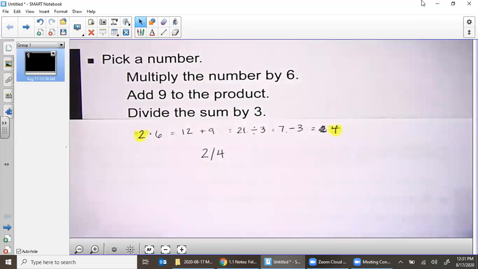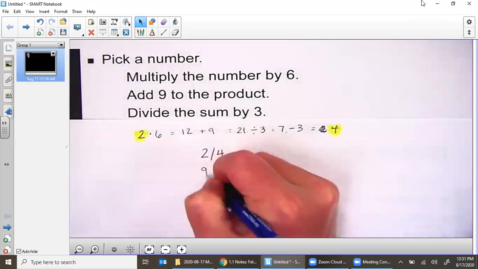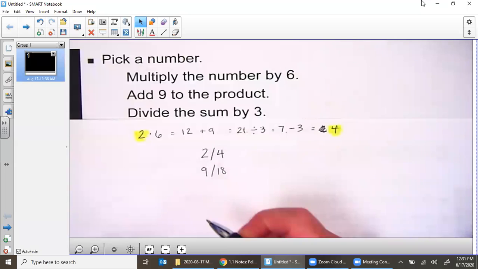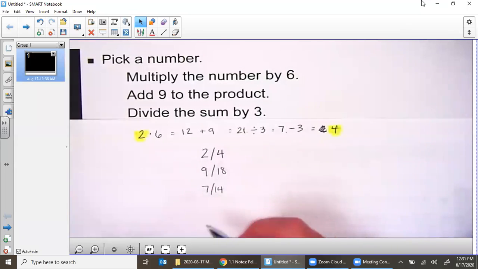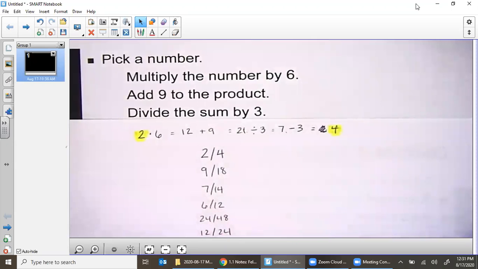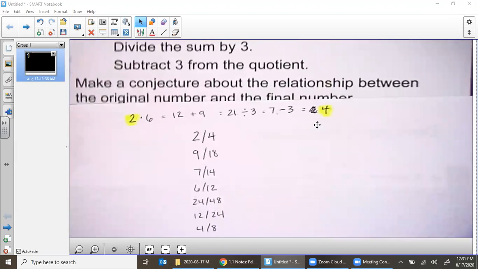Someone just unmute themselves and tell me your numbers. 9 and 18. Okay, 9 and 18. Somebody else? 7 and 14. 7 and 14. I got 6 and 12. 6 and 12. 24, 48. 24, 48. I'm looking at the chat. I heard or saw 12 and 24, 4 and 8. Okay, so I feel like that should be enough things for you guys to make a conjecture about.